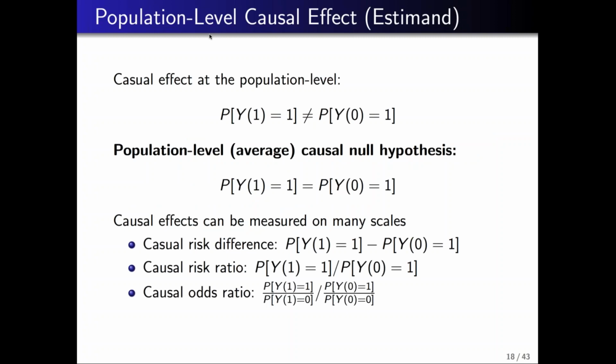Okay, so a population level causal effect, in contrast, is that the proportion of people who would die if everyone had received treatment is not equal to the proportion of people who would die if everyone had not received treatment. That would say that there's a causal effect at the population level. The population level causal null hypothesis is that these two marginal probabilities are equal to each other.